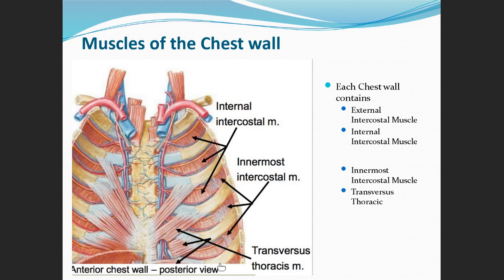What you are looking at, try to imagine yourself in the cadaver lab, and you made incisions on the sides of the cadaver, and then you made an incision all the way between the chest wall and the abdomen, and then you flipped the chest wall. So you've opened the chest wall. This is what you are looking at. This is the anterior chest wall, but you're looking at it from the back, the posterior view.